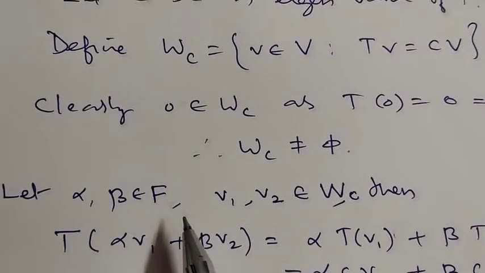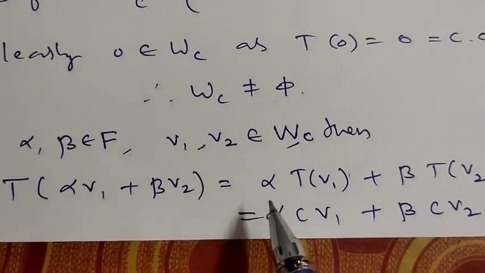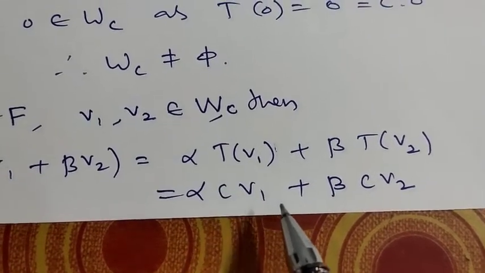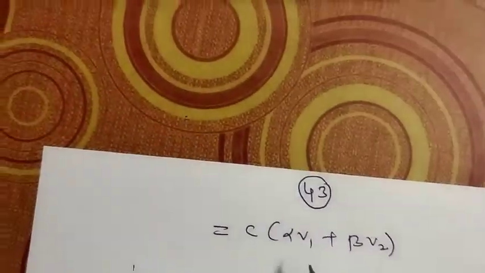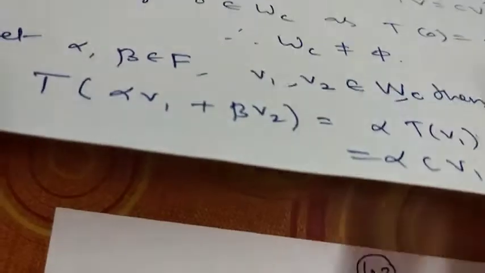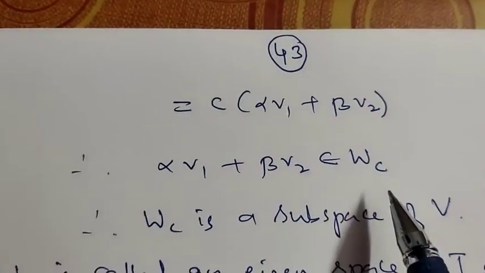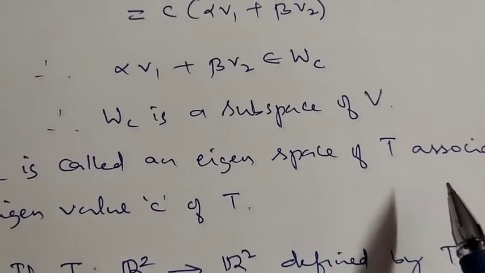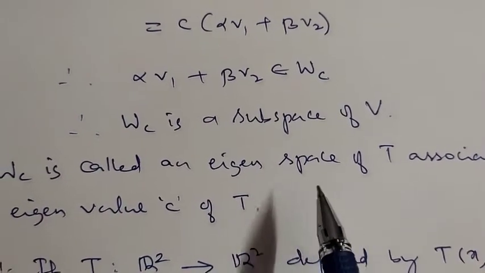Let alpha, beta belong to F and v1, v2 be any two elements of Wc. Then T of (alpha v1 plus beta v2), since T is a linear transformation, is alpha times T of v1 plus beta times T of v2. T of v1 is c times v1, and T of v2 is c times v2. Therefore, this can be written as c times (alpha v1 plus beta v2). So T of (alpha v1 plus beta v2) is equal to c times (alpha v1 plus beta v2). Then according to our definition of Wc, alpha v1 plus beta v2 belongs to Wc. Therefore, Wc is a subspace of V. This Wc is called the eigenspace of T corresponding to the eigenvalue c of T. So we have eigenvalue, eigenvector and the eigenspace.